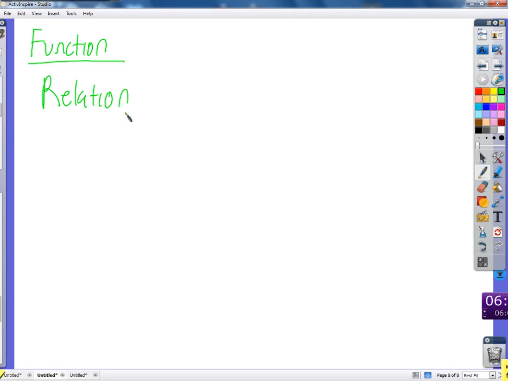We have a notion of what a relation is. It takes an input and gives an output. Okay? A relation where each input has, okay, I want you to finish this sentence. Remember what we want to have happen is when we put in an input, how many outputs do we get out? One. So how would we finish this? Each input has one output.